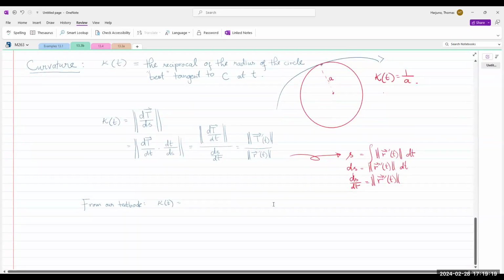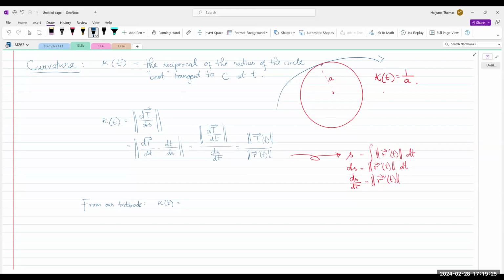Now our textbook says that curvature can also be computed using this formula: the magnitude of r prime t cross r double prime t, over the magnitude of r prime t cubed. Because there will be some questions in our textbook regarding where you use this, I will derive this formula, and I hope you also practice at home on how to use it. Proof.